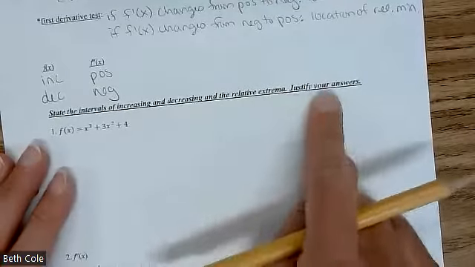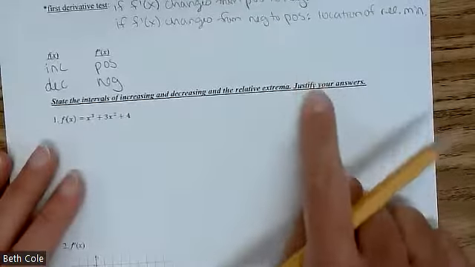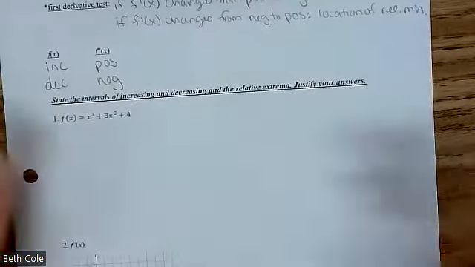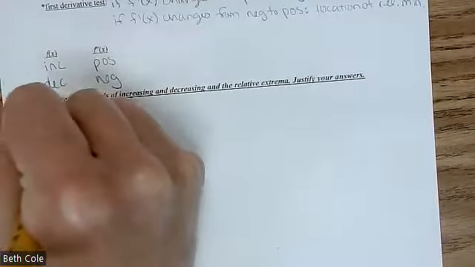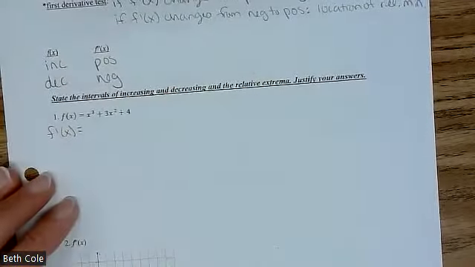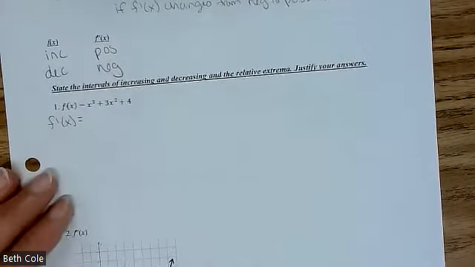Okay. So state the intervals of increasing, decreasing, and the relative extrema. That's your maximums, minimums. Justify means write a sentence. I get that the word justify can be kind of scary. We'll get through it together. So the first thing you have to find is your critical points. So it's going to be derivative equals 0. So this derivative will be what?